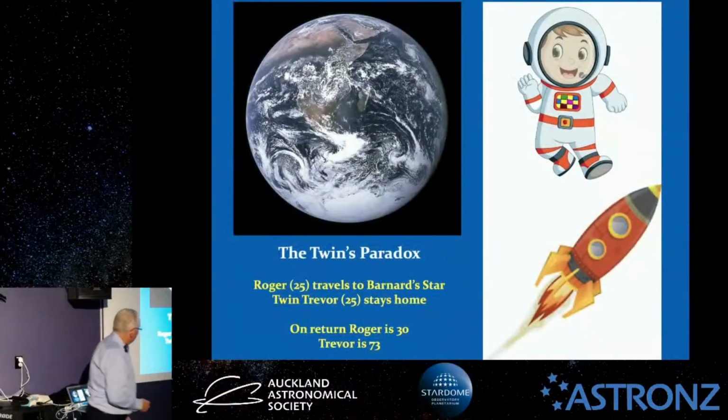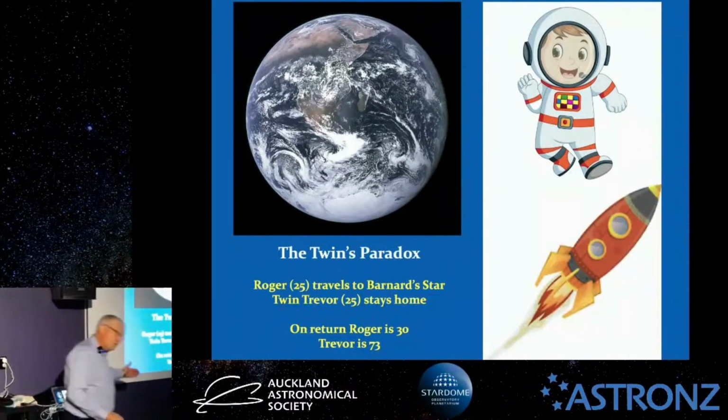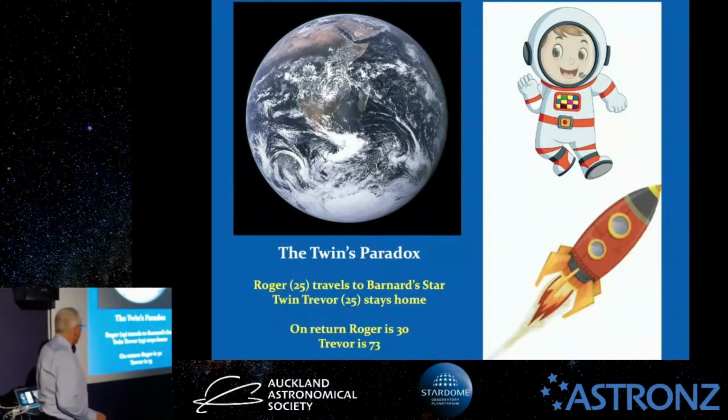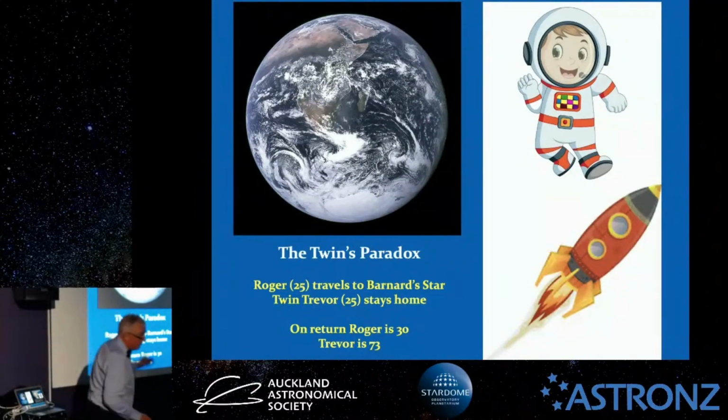It's just a joke. So anyway, he decides to come back, but on his return to Earth, he finds that Roger's only aged 5 years, he's only 30, but his twin brother is now 73. How did that happen? That's a lovely story, which we'll delve into later in the talk.